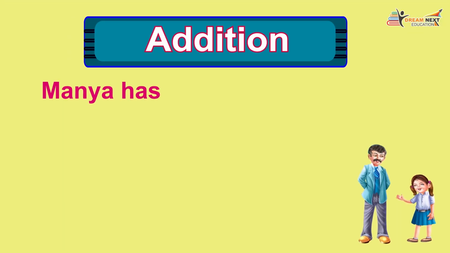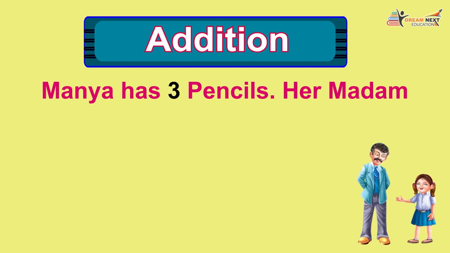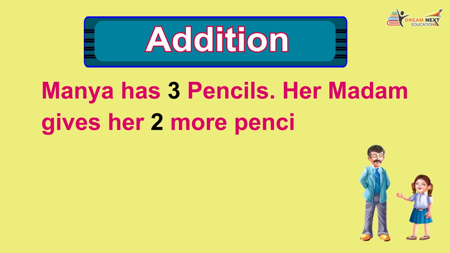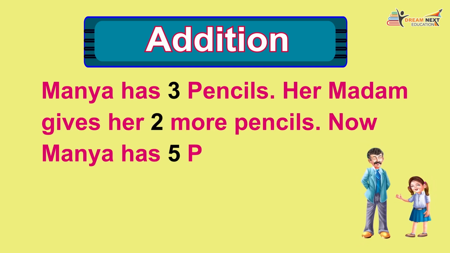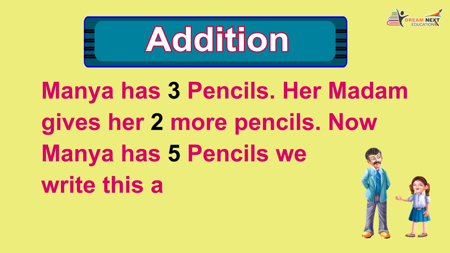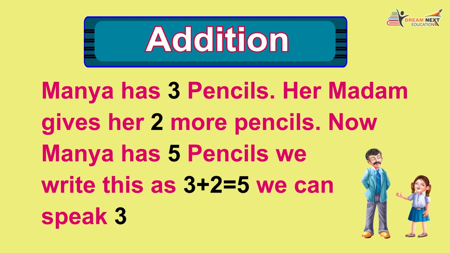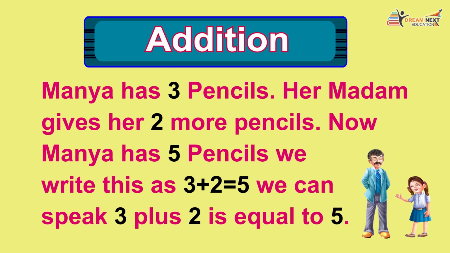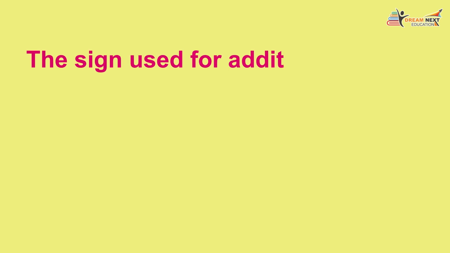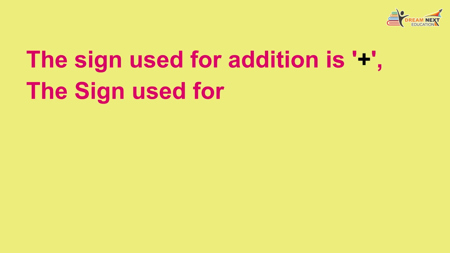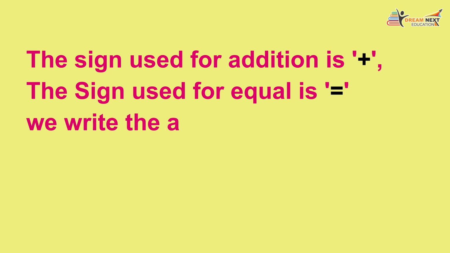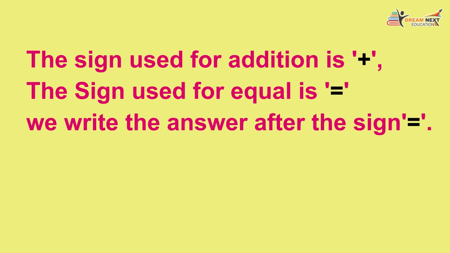Addition. Manya has 3 pencils. Her madam gives her 2 more pencils. Now Manya has 5 pencils. We write this as 3 plus 2 is equal to 5. We can speak 3 plus 2 is equal to 5. The sign used for addition is plus. The sign used for equal is equals to. We write the answer after the sign equals to.